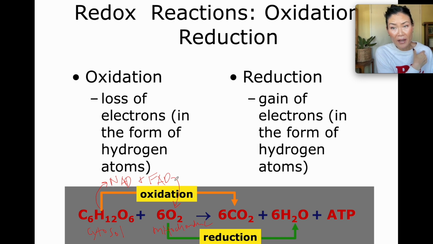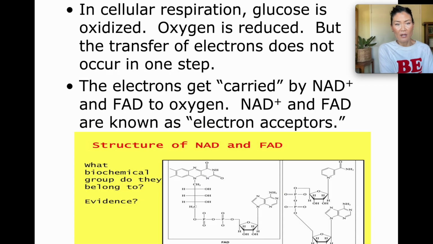And NAD and FAD are going to take those electrons to the electron transport chain in the mitochondria. So they're taking the electrons and they're going to move them over to oxygen in the mitochondria. So the NAD and FAD are what we call electron carriers. I like to use the analogy like they're the Ubers, they're the Lyft drivers of electrons, okay? They're going to take the electrons from glucose and then they're just going to transfer it over to the electron transport chain. They're the Uber drivers, they're the Lyft drivers of electrons.